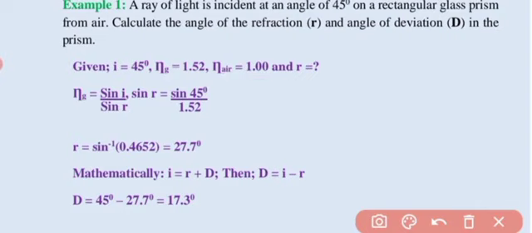Okay, now we have to find the angle of refraction. Using this Snell's law equation, we have this, and we can make sine r the subject of the formula, as we can see here. So from there we have sine 45 divided by 1.5. Okay, sine 45 divided by 1.5 is equal to 0.